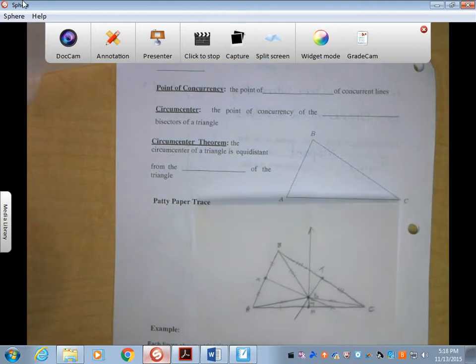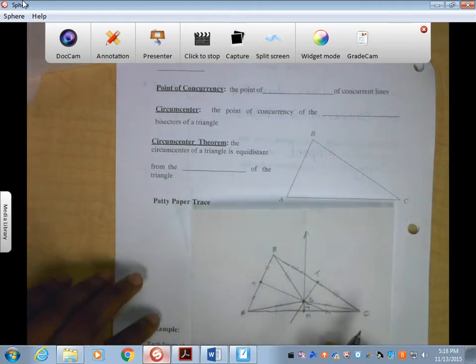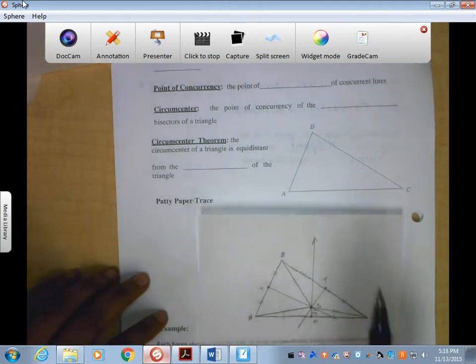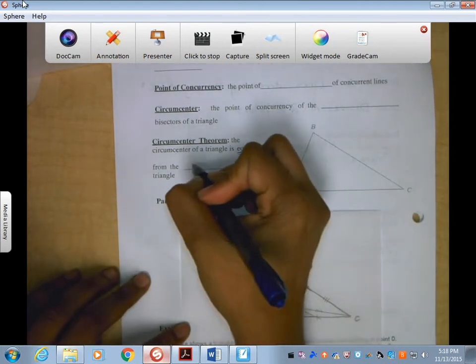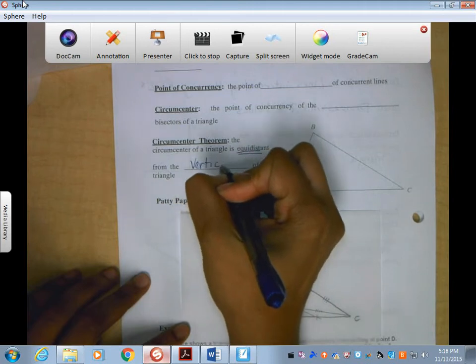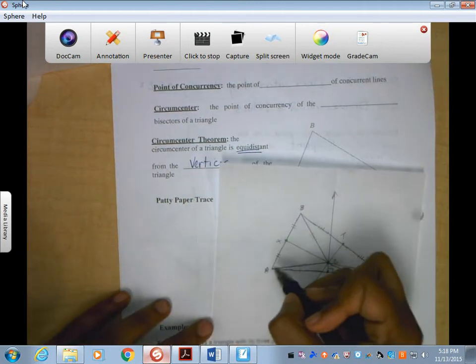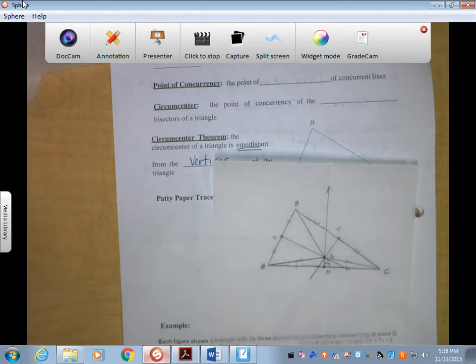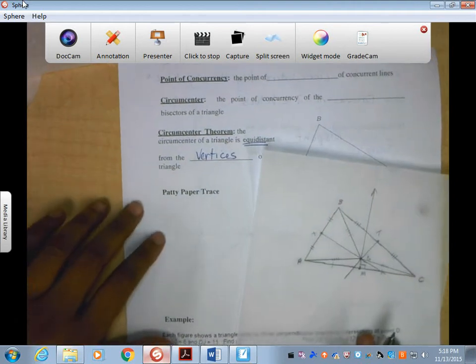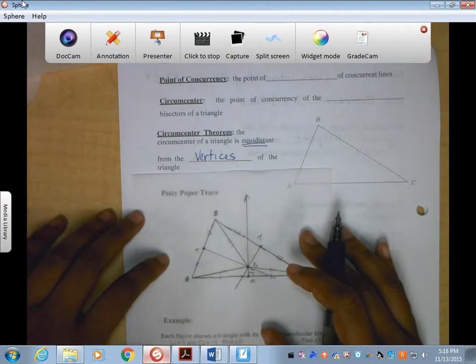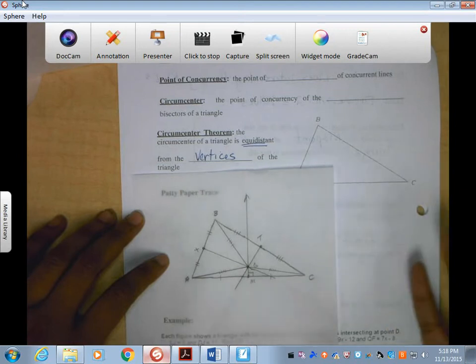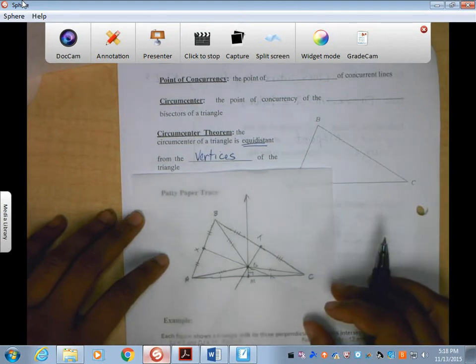So what the circumcenter theorem basically says is that the circumcenter of a triangle is equal distance, and this is a key thing, equal distance from the vertices of the triangle, basically your corners of the triangle. And so what I'm going to have you do is this patty paper trace. We're going to tape it or trace it, cut it and paste it onto our note packet, so we have an example of what's happening and its relationship.